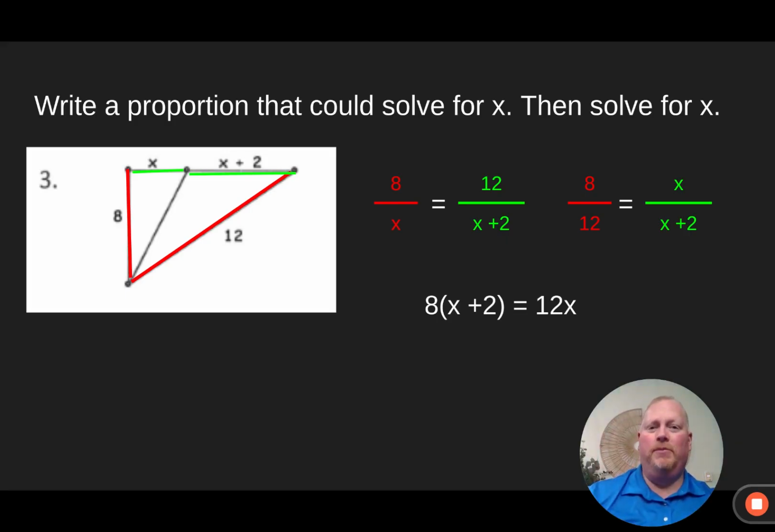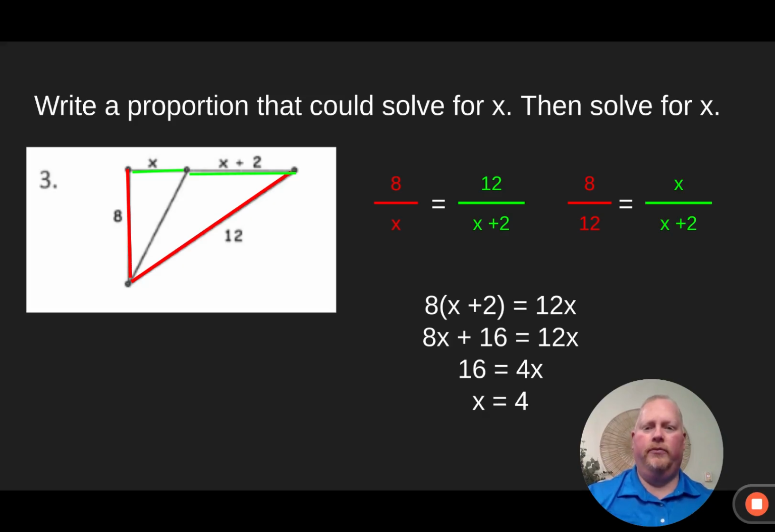And when I do the 8 times x plus 2, I have to distribute. So 8x plus 16 equals 12x. Subtract the 8x from both sides. Then divide by 4. And we get x equals 4.